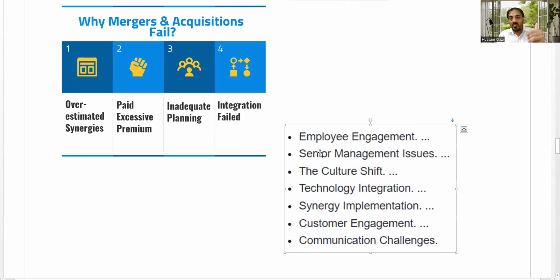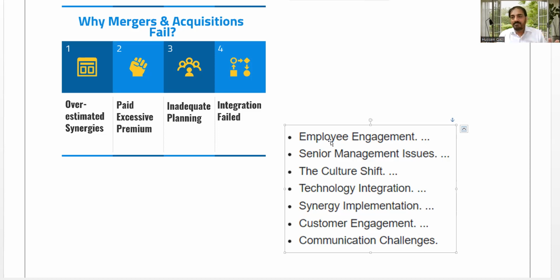That includes, for example, how to mingle the employees, that's called employee engagement. Senior management issues, when they combine together to make the strategies and all these things. Cultural embeddedness, technology integration, and having different customers, so customers will also need to integrate. So customer integration, communication challenges.